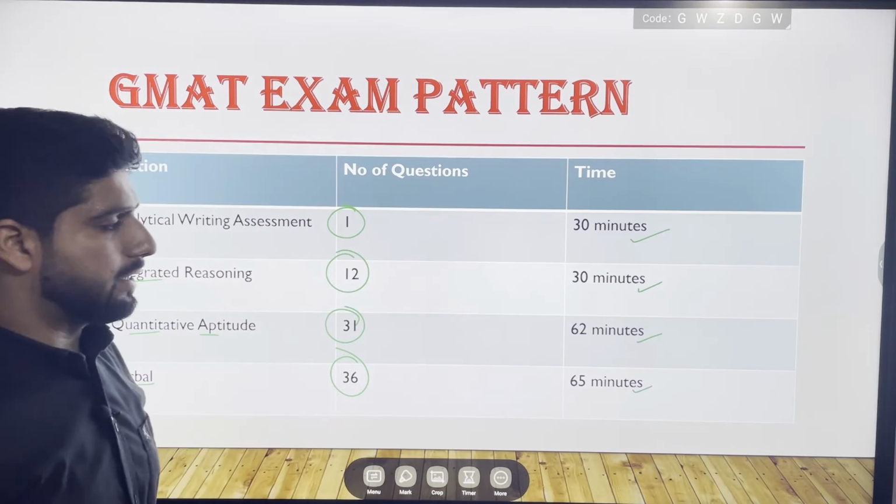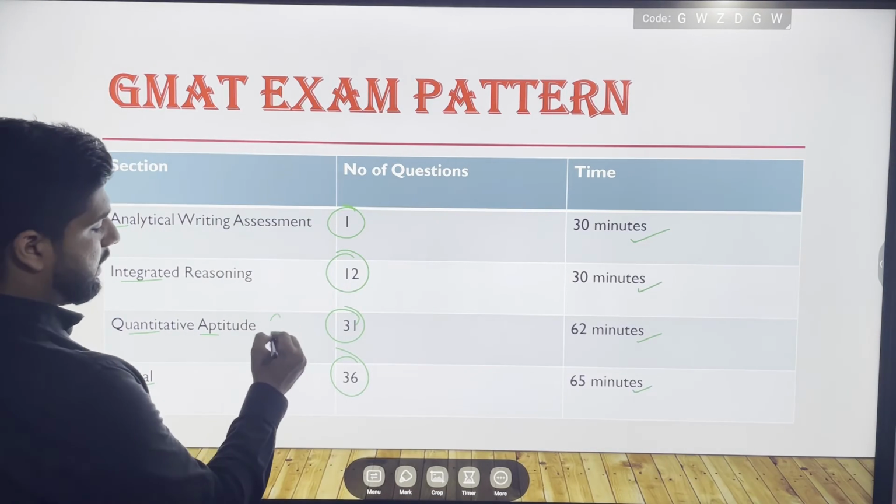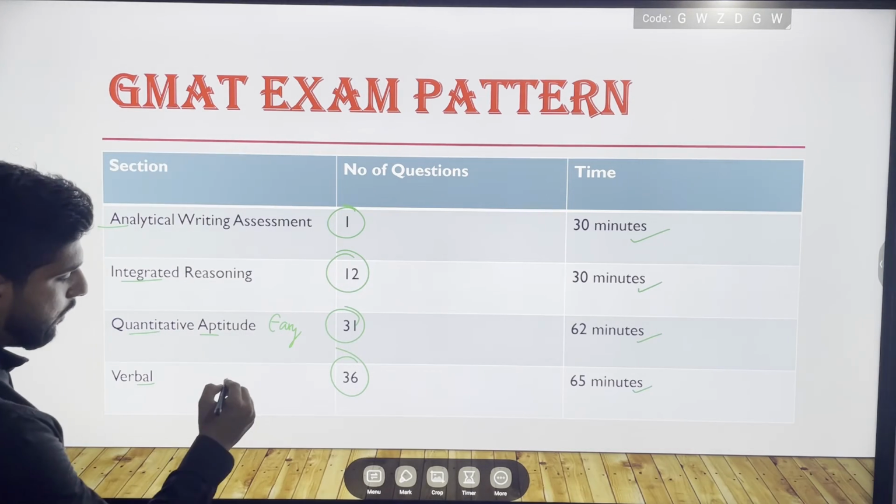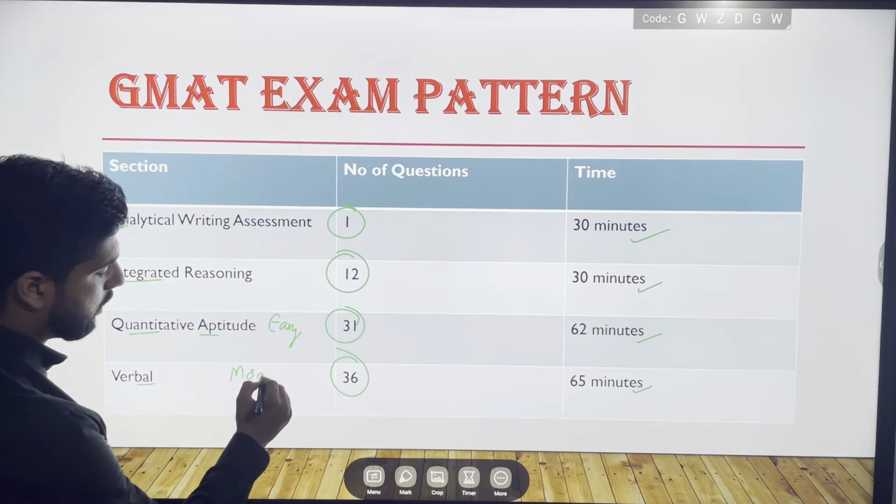Regarding the GMAT exam, this quant part is easy. The maths part is easy, but the verbal part is moderate to difficult.